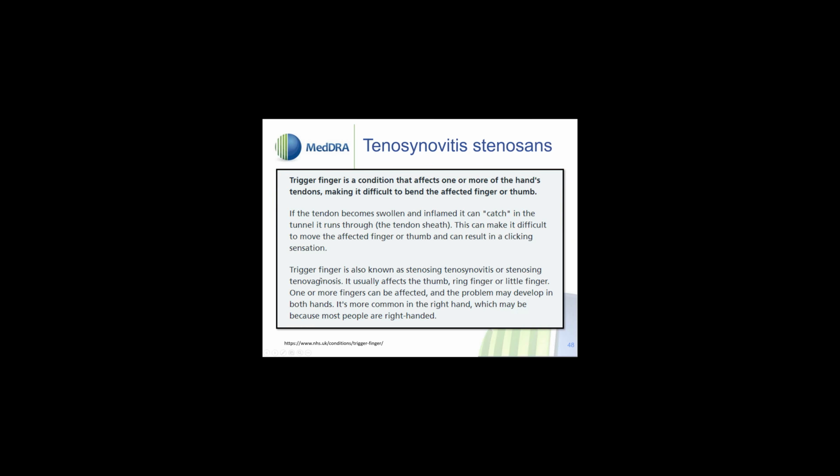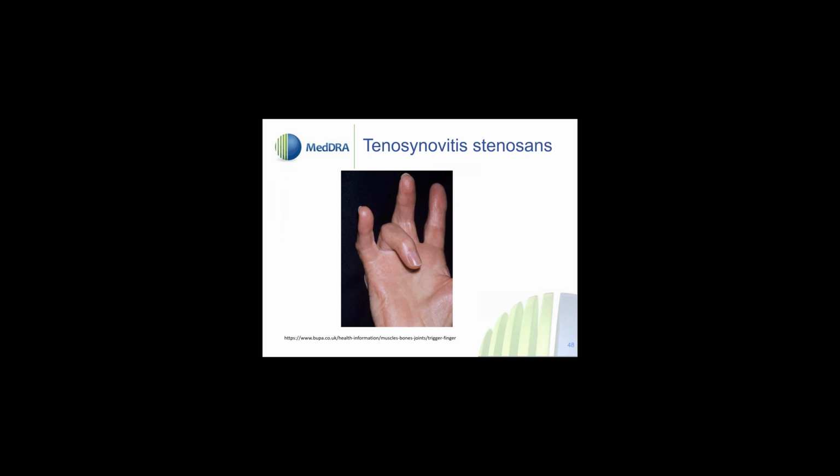And on the website of the National Health Service in UK, the stenosing tenosynovitis is considered a synonym for trigger finger. You see it here. Trigger finger is also known as stenosing tenosynovitis. And here the clinical picture, you see here the ring finger is affected. It got stuck in a bent position, and it will straighten with a snap, with a popping or clicking sensation as one moves the finger.